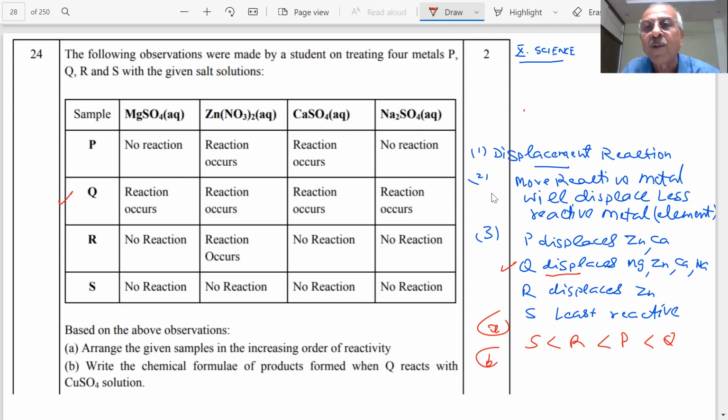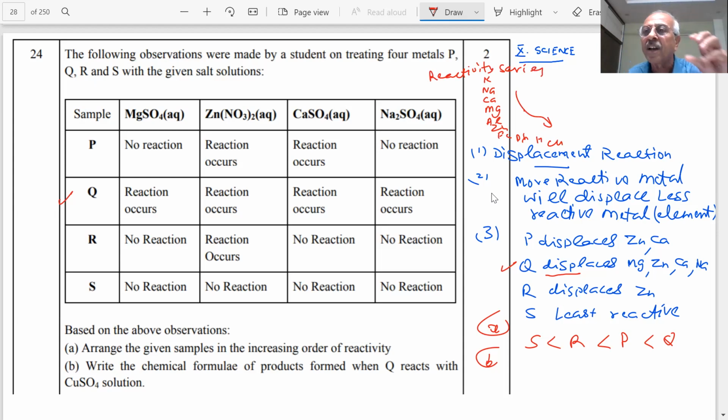If you want to have a look at the reactivity series, just for your information: potassium, sodium, calcium, magnesium, aluminium, then zinc, then iron, lead, hydrogen, and copper below this. So this is the series you already know as the reactivity series. You know that copper is much lower in reactivity. Therefore, students, Q will displace copper.